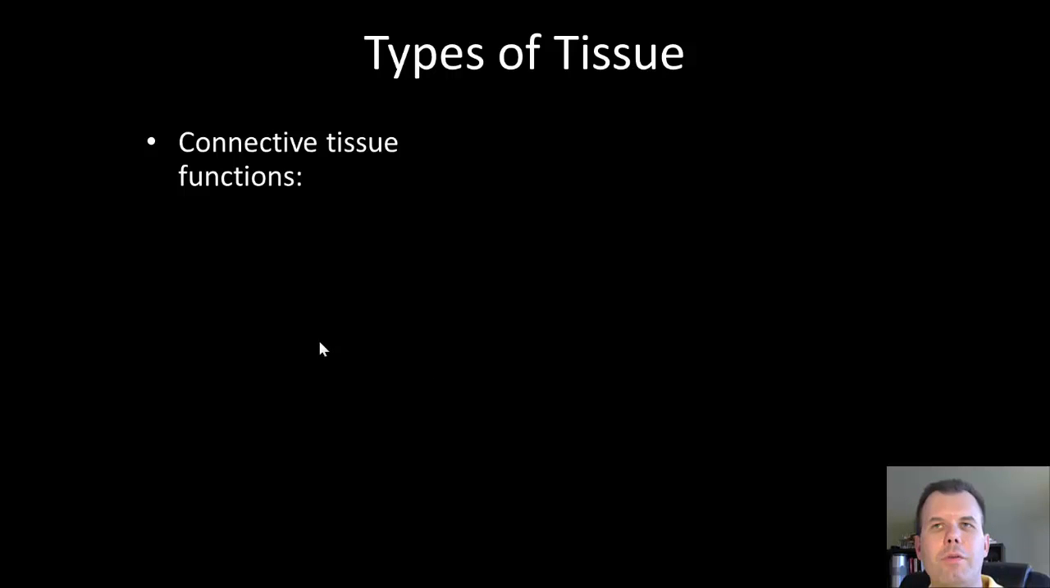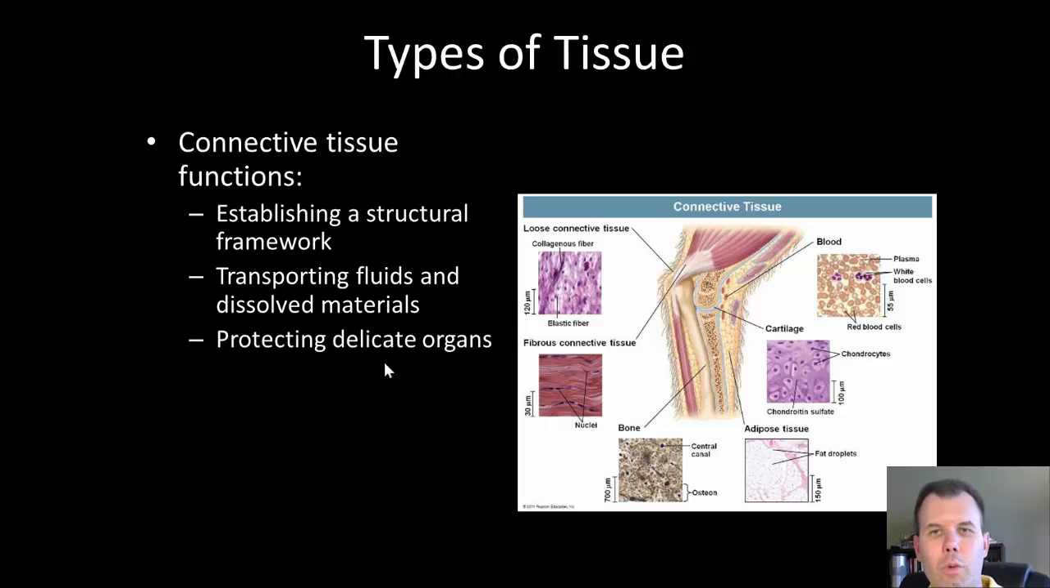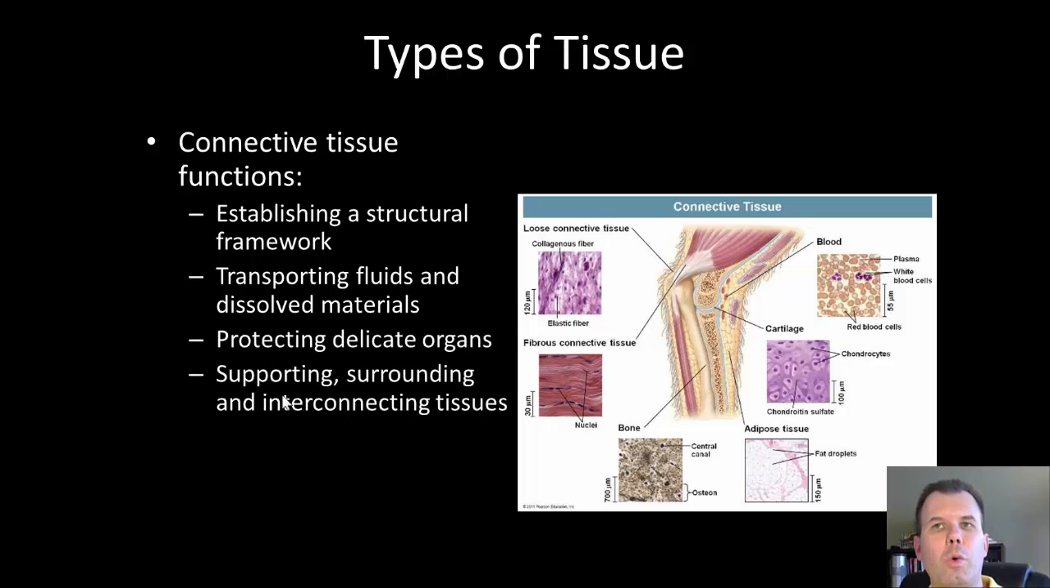And there's a lot of different functions with the connective tissue. One is the structural framework of your body. That's all connective tissue. Also responsible for transporting fluids and dissolved materials in the blood, protecting delicate organs is another one, supporting, surrounding, and interconnecting of tissues, so connecting everything together. That's what connective tissue does.